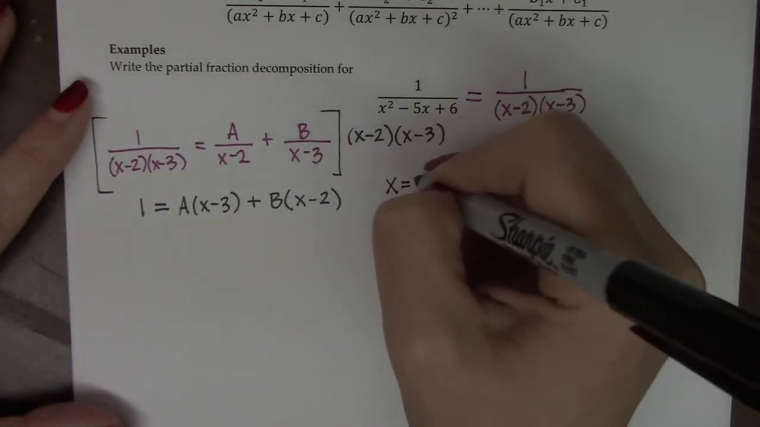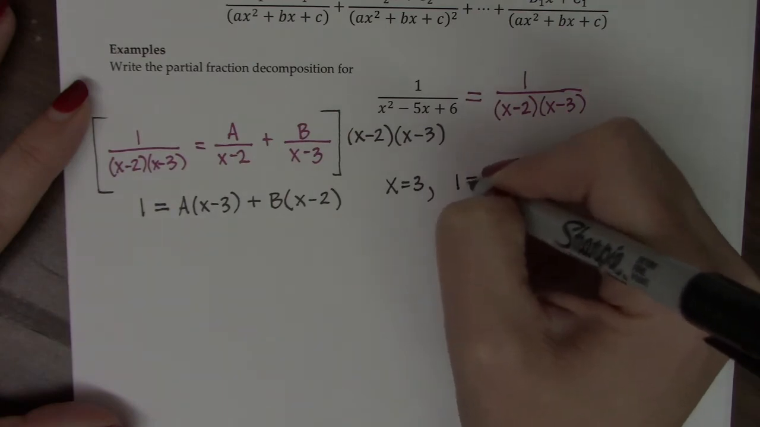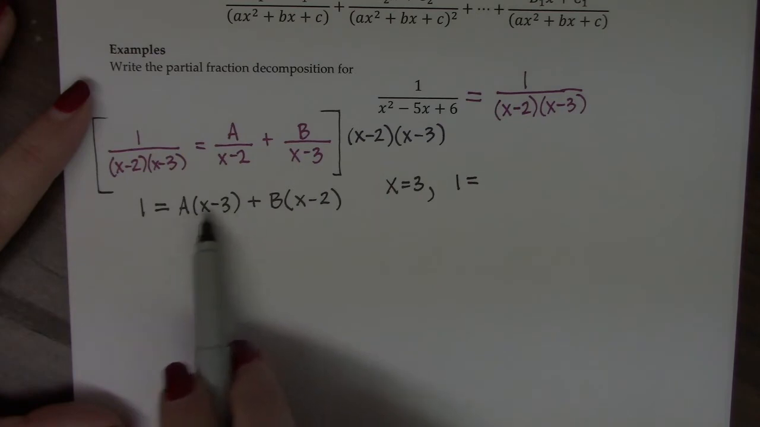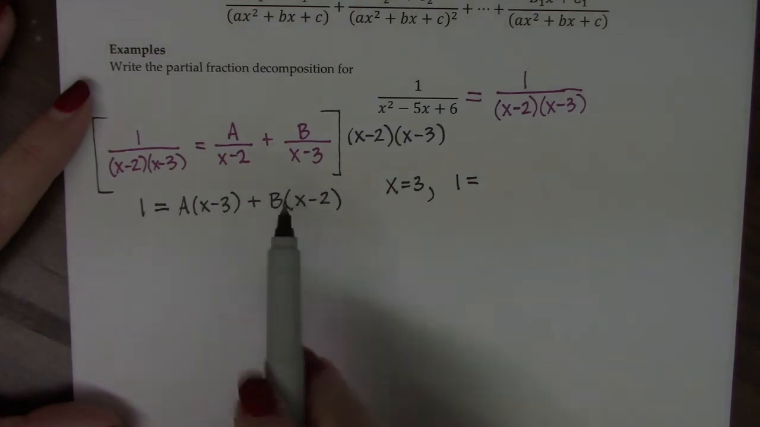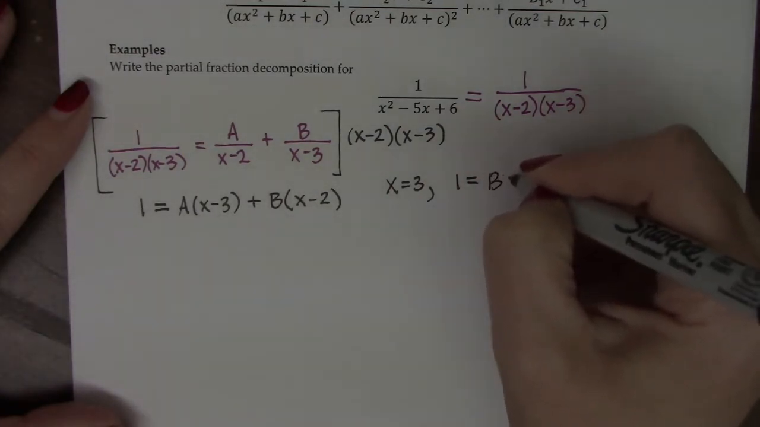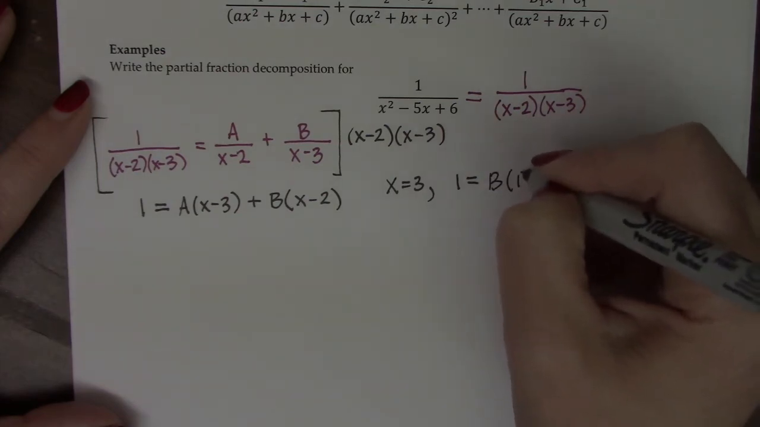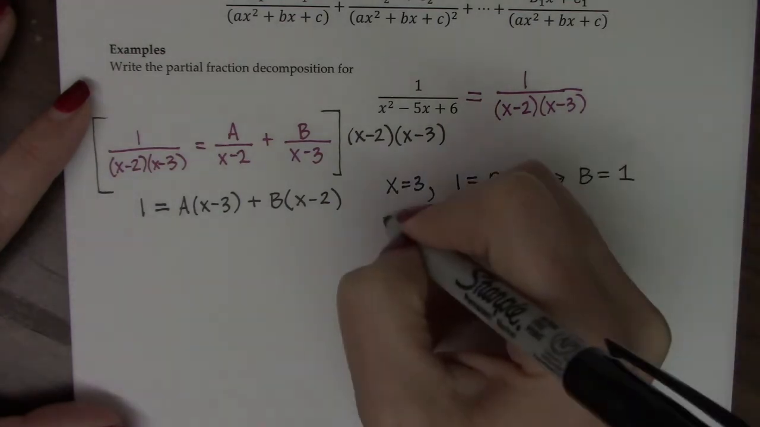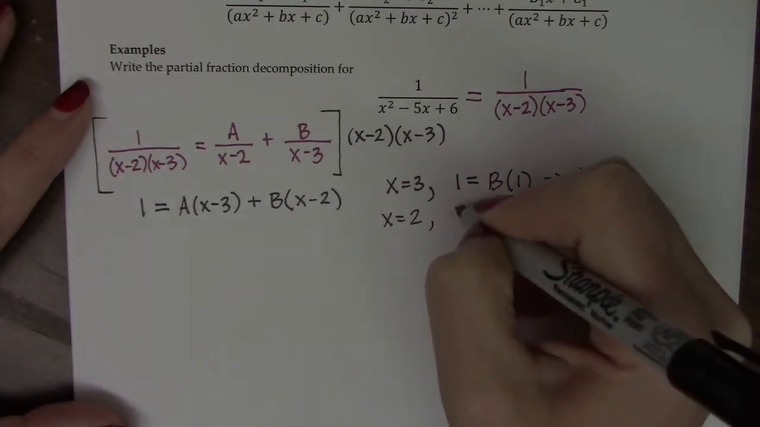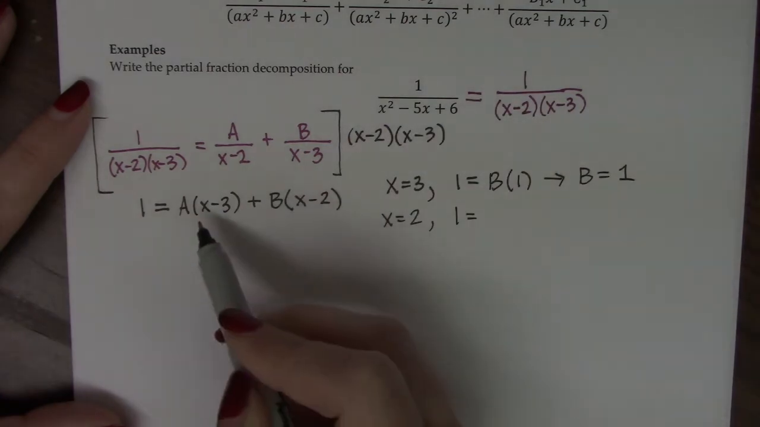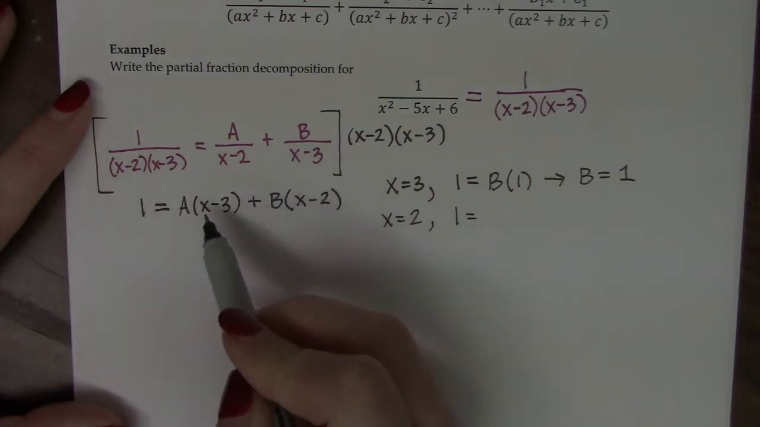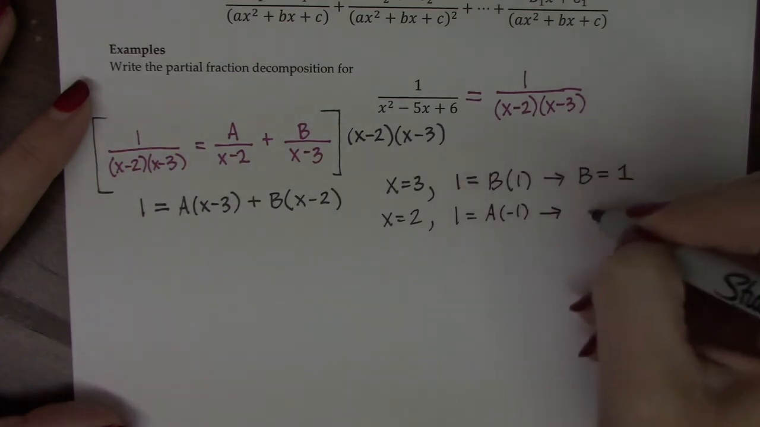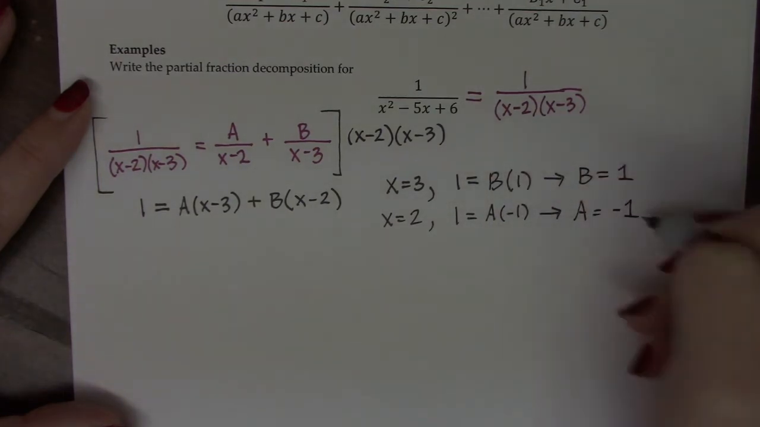So when x equals 3, the left side of the equation is 1 all the time, right? But if I plug in 3 here, this is 0, so all I'm left with is this part of the expression. So I have b times 3 minus 2, which is 1, so b just equals 1. If we plug in x equals 2, the left side is still 1. But now this term gets zeroed out, and I just have to deal over here. So this is going to be a times negative 1. So a equals negative 1.